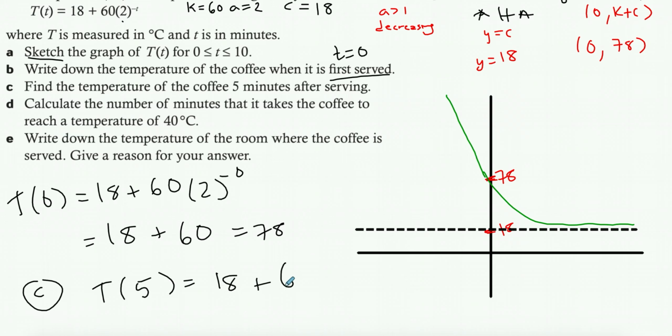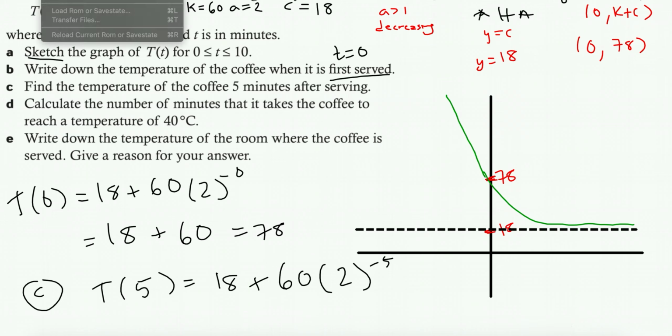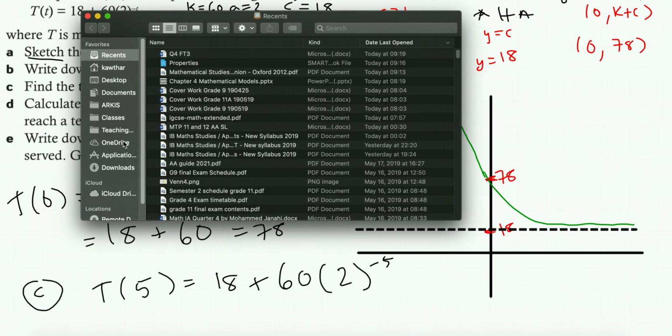And actually just writing this down would guarantee you a few marks. Plus 62 to the power of -5. And you can just use your calculator for this. Either show the value overall, or just write the calculation down.